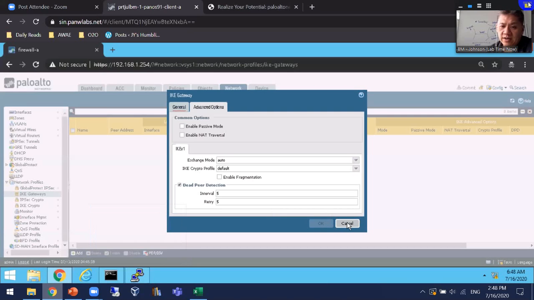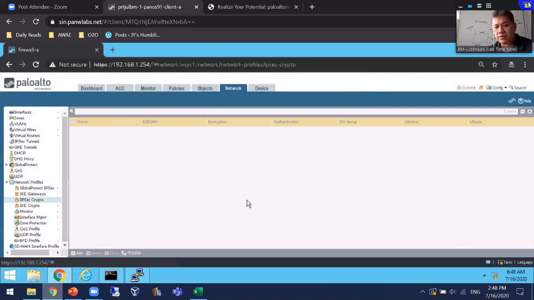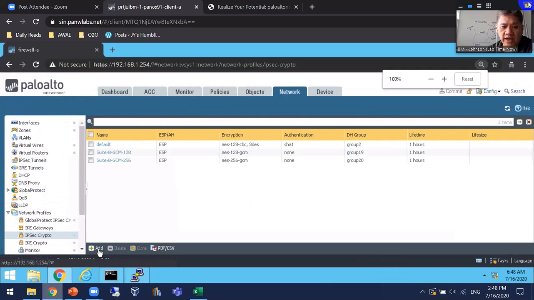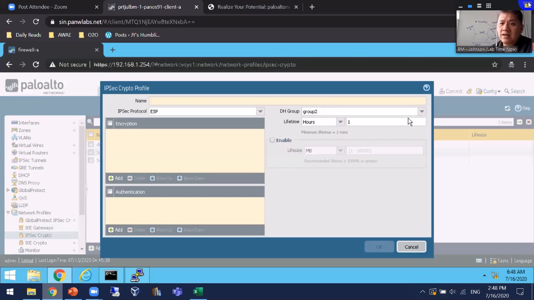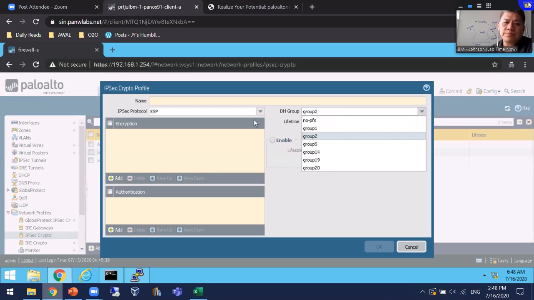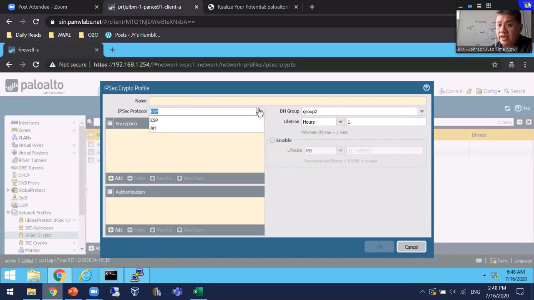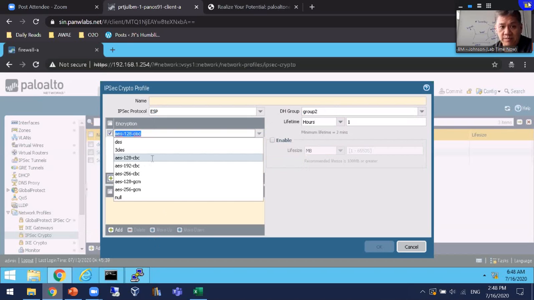We come here, we cancel, we go to our IPSec crypto, we add it in. Then here you're going to see something very similar: Diffie-Hellman group, ESP or AH. Encryption is the same. You will see DES, triple DES, 128 to 256, but you'll see GCM as well as CBC. So you have to go and find out what they're doing. If you don't want to learn, then make sure both parties are the same.